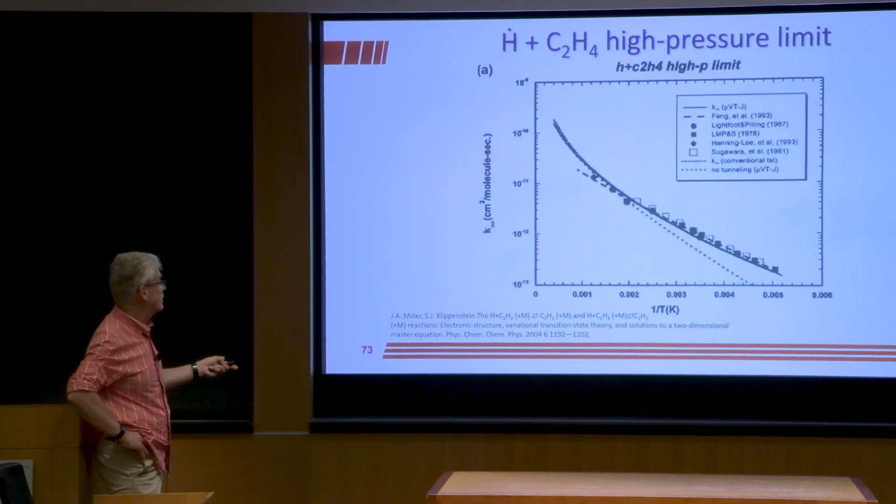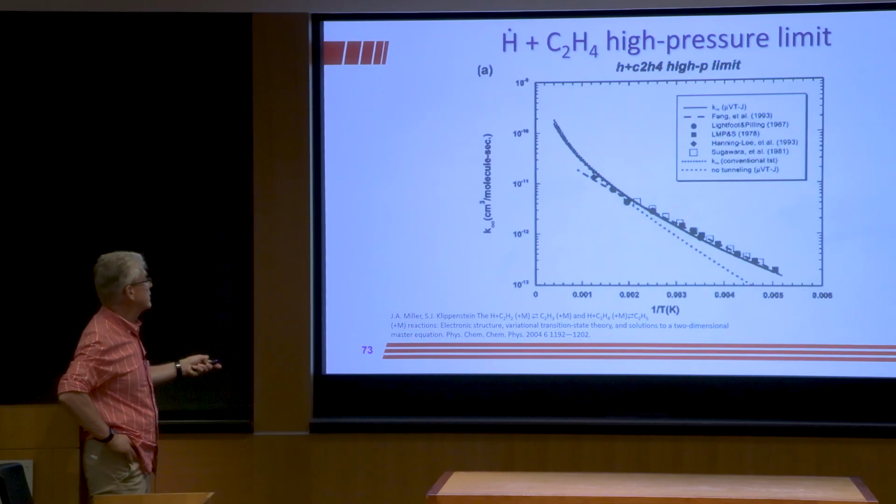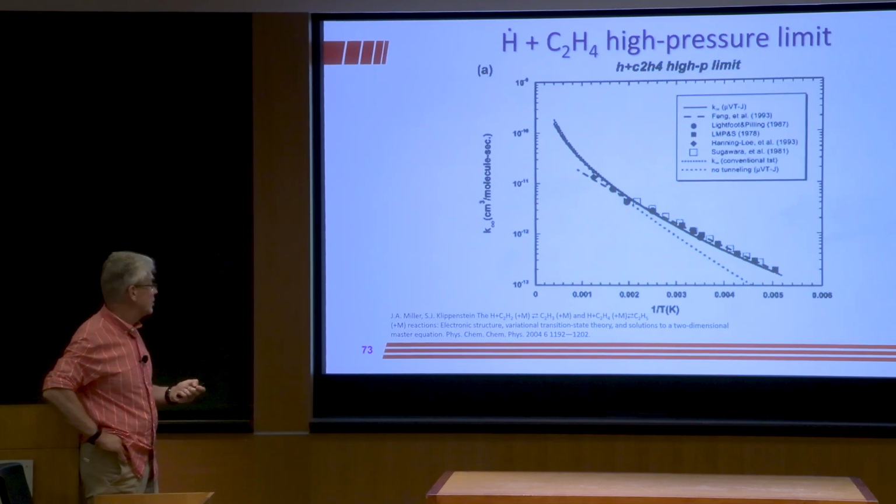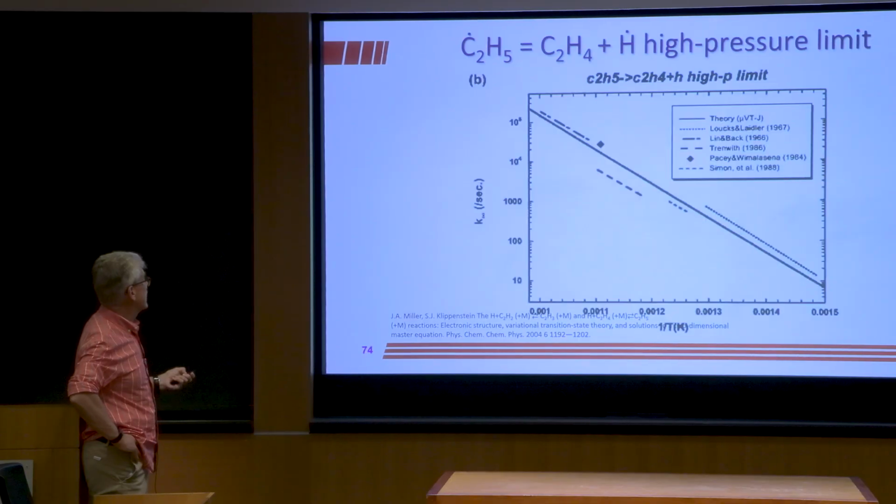And he does studies where he's plotting, so he has a high pressure limit, and then there's some measurements in the literature, and then comparing his calculated rate constant against those in the literature. And you can see here his calculations matching the literature data. Okay, and again, this is the other direction, ethyl decomposition giving ethylene plus H.